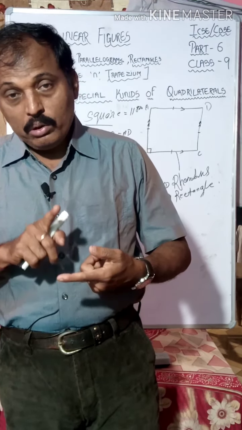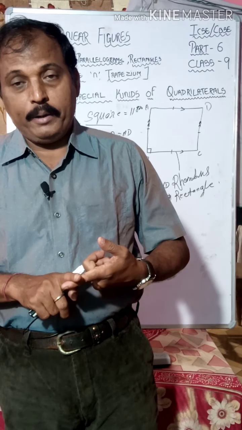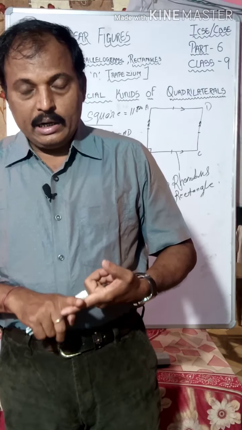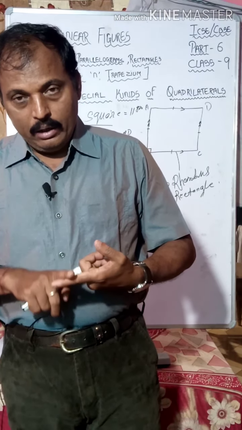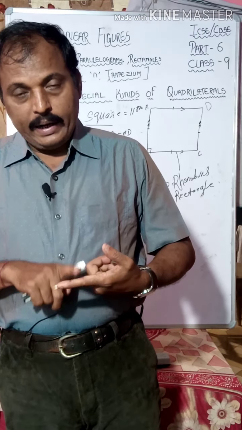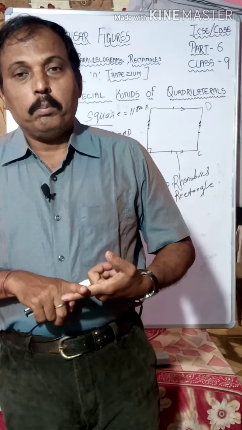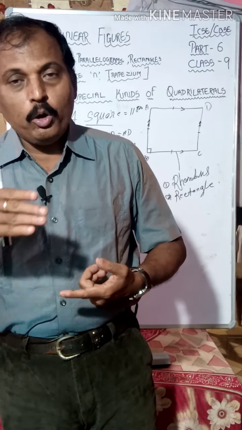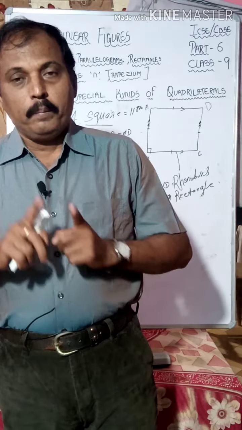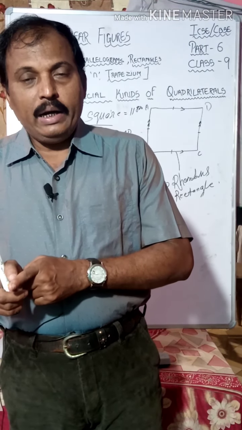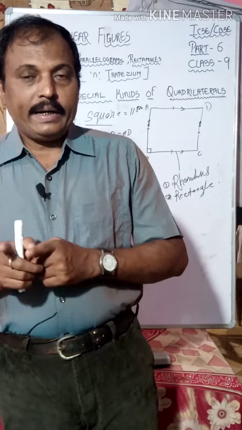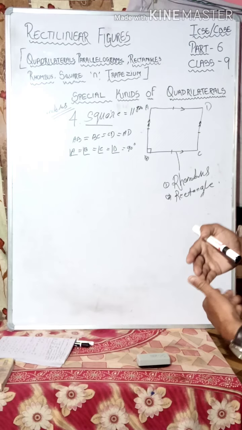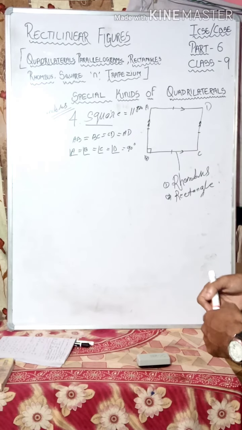So square is the only rectilinear figure whose definition can be given according to quadrilateral, according to parallelogram, according to rectangle, according to rhombus. So square has 3 or 4 definitions, by taking quadrilateral, parallelogram, rectangle and rhombus. Now what are the more points relating to square?